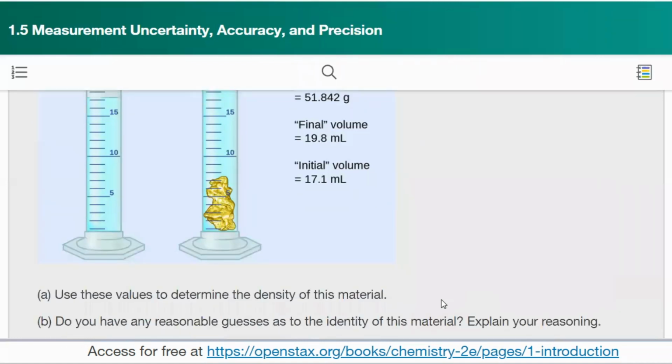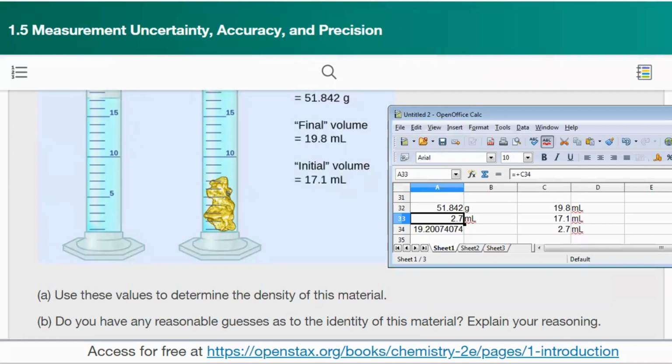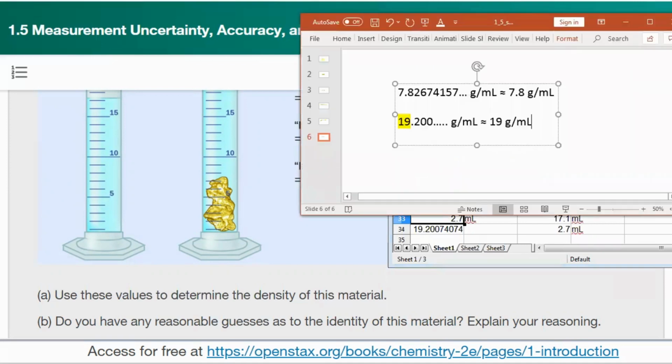Use these values to determine the density of this material. The density I get is 19 grams per milliliter. Do you have any reasonable guesses as to the identity of this material? Explain your reasoning. That's very dense, and one of the densest materials is gold. The density of gold is 19.3 grams per cubic centimeter, or cc, which is also a milliliter. And I would identify this substance as gold.